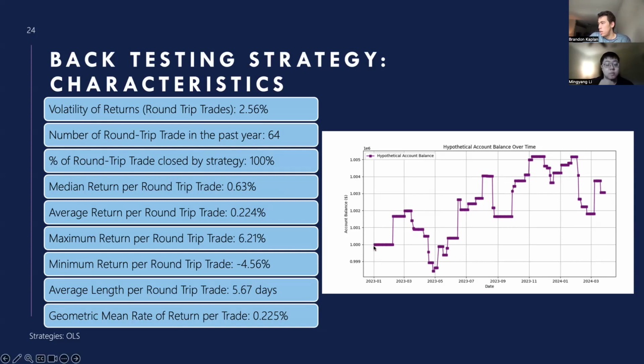Now you can see this is a similar graph of our hypothetical account balance over time. But the difference between this graph and the price difference graph that we showed earlier is that, look at the scale here. At the end, we were up, but we were only up about $3,000. Now we'll move on to a discussion of the performance of each of these models in comparison to one another, using some metrics that are comparable across strategies.